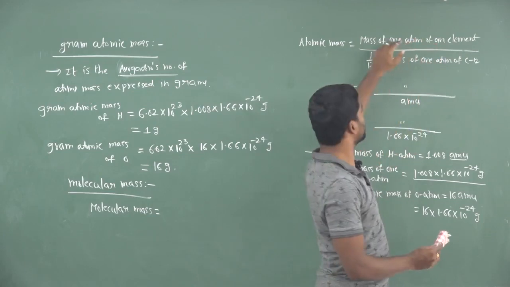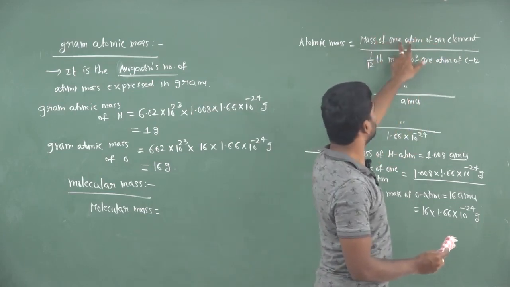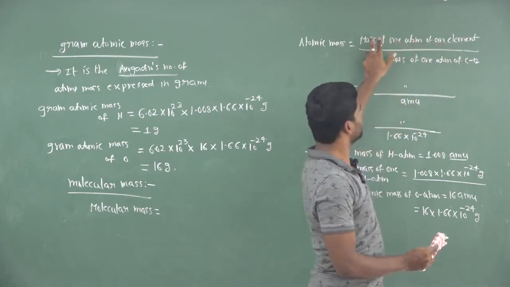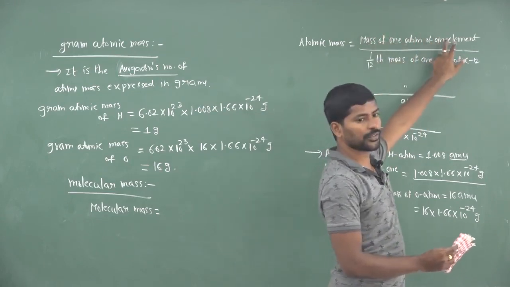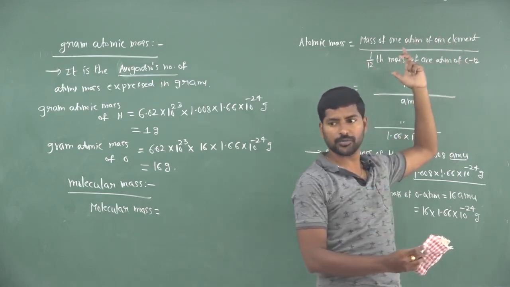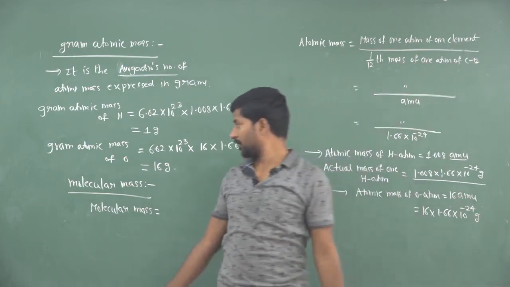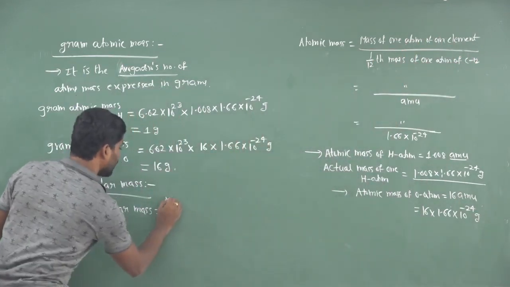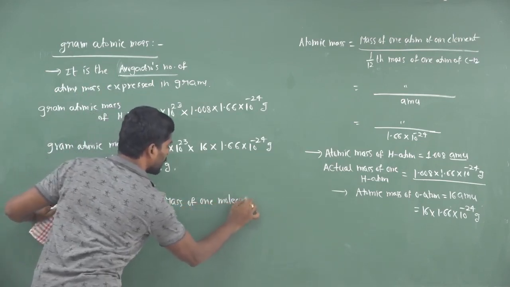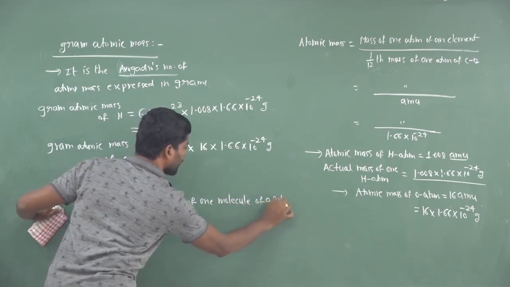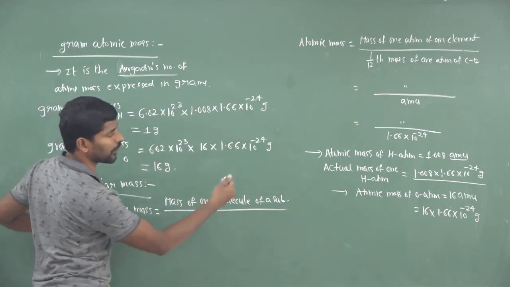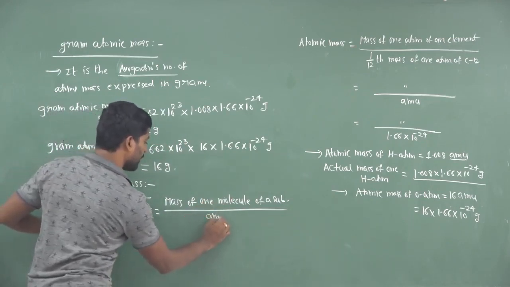Similarly, molecular mass means how many times the mass of one molecule of a substance is heavier compared to 1/12th mass of one atom of carbon 12, that is called molecular mass. So the molecular mass formula is the mass of one molecule of a substance divided by 1/12th mass of one atom of carbon 12, or we can write it simply in atomic mass units.